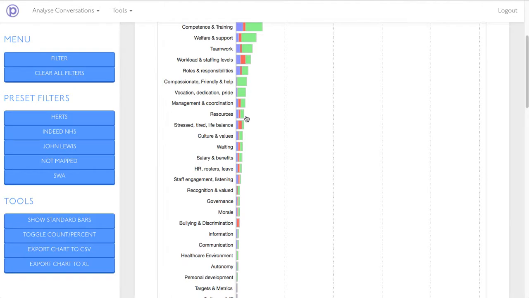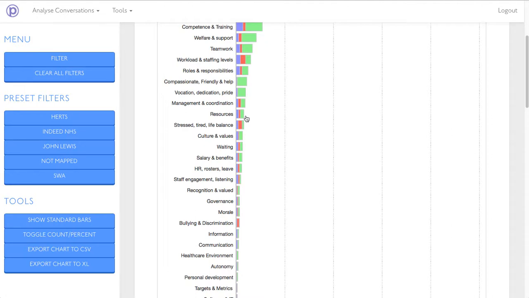Stress, tired, life balance. This is about, I'm too tired, I'm too stressed, there is no work-life balance, or there is a work-life balance, or I'm not stressed, or I'm not tired. All that sort of stuff. So everything is a positive and a negative.